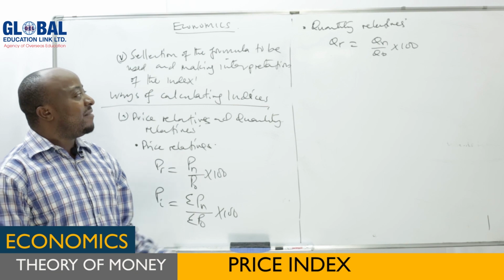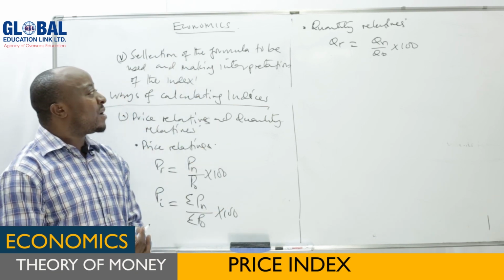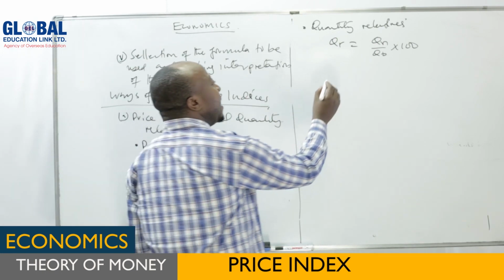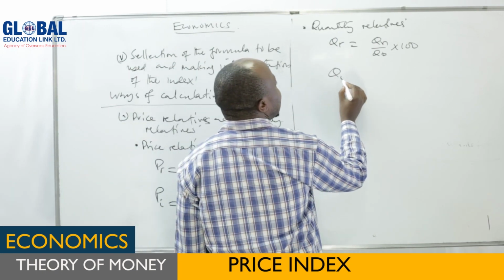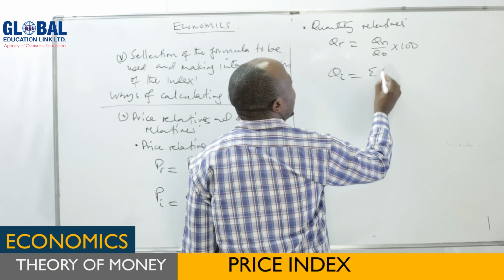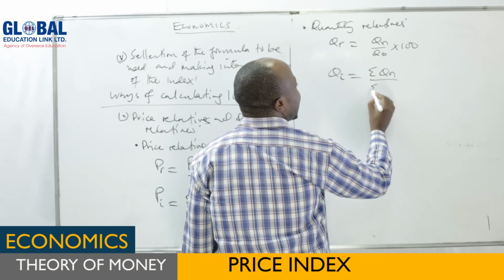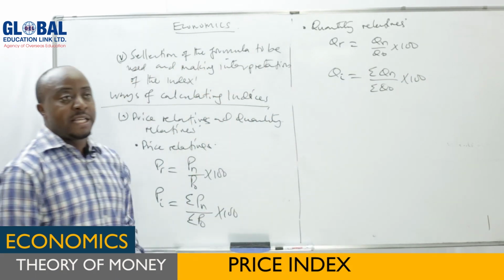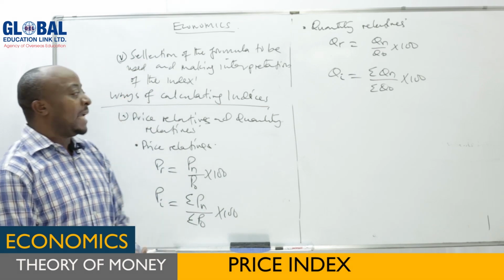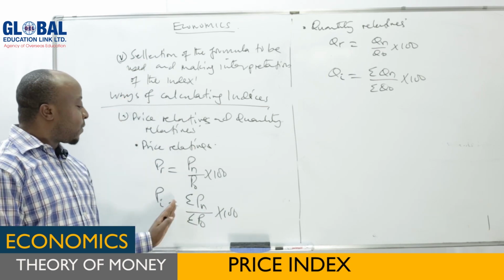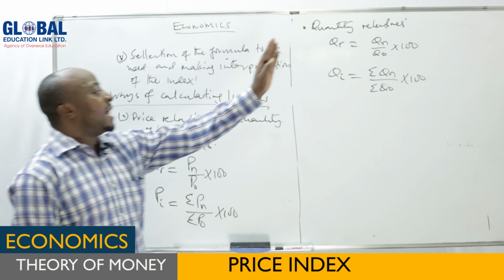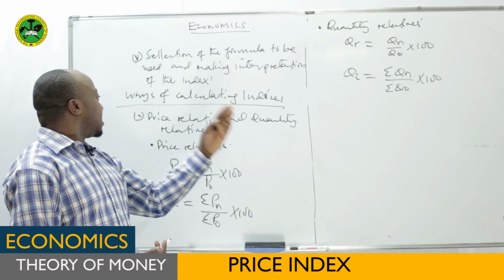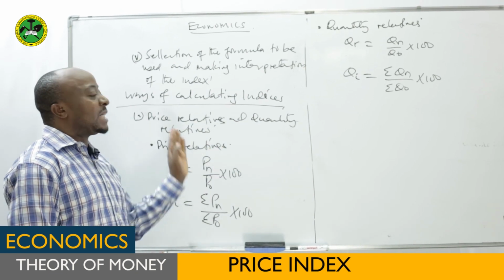But again, if you have been given quantities of different commodities, then you want to calculate the average quantity relatives. That means, again, you say the quantity index will be equal to the summation of quantity in the current year over the summation of quantity in the base year times 100, if they are in the form of averages. This is a simple price index, which does not include quantities, and this is a quantity relative, which includes only quantities.